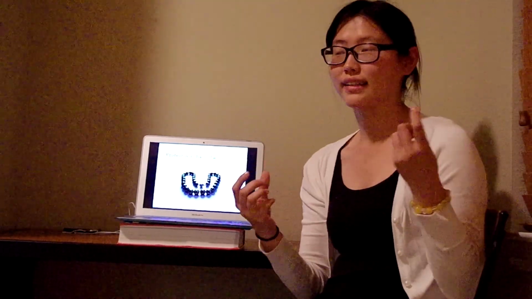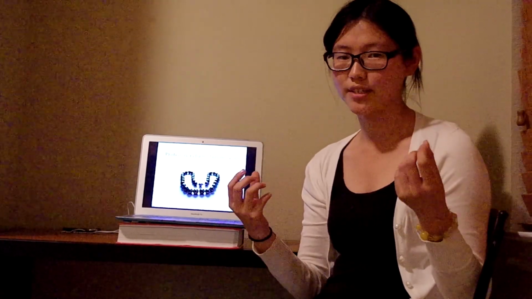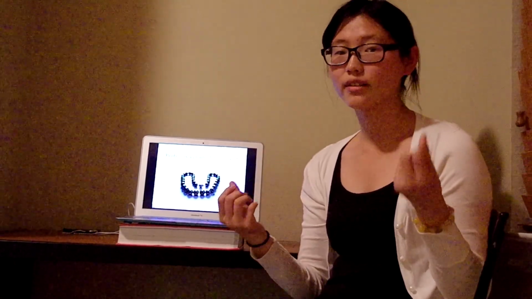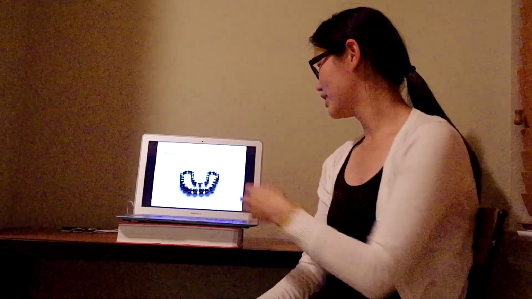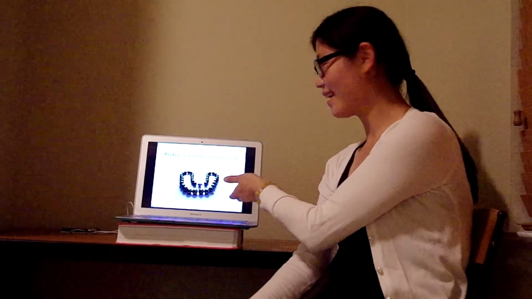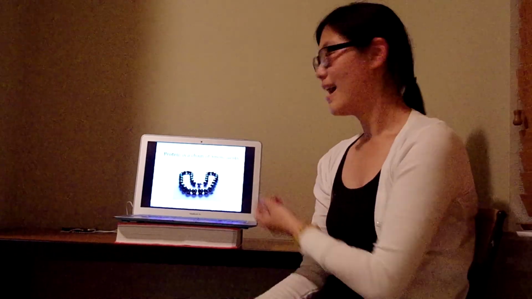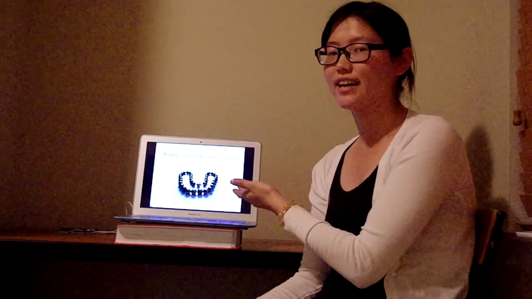Although we may have proteins of different shapes and sizes, the basic structure of a protein is a chain of amino acids. Just like this necklace is made of pearls, the amino acids are like the pearls in the protein.